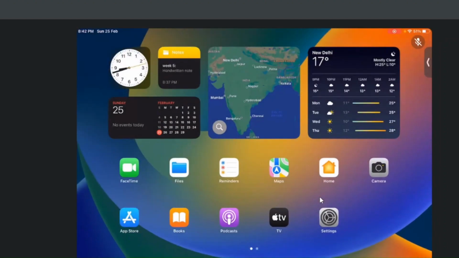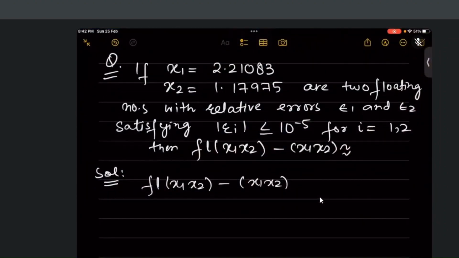Actually, the expression x1 x2 into epsilon x1 plus epsilon x2. After simplification, float of x1 x2 minus x1 x2 is approximately equal to x1 x2 into epsilon x1 plus epsilon x2. After that, have to do.